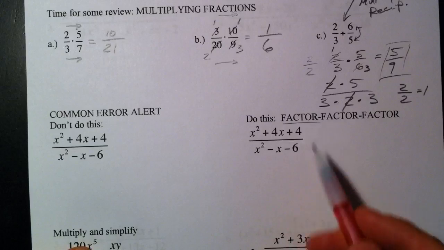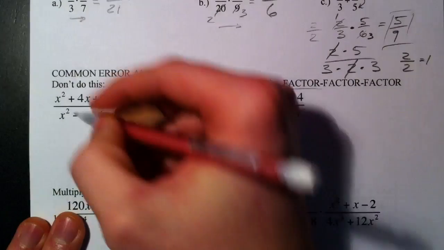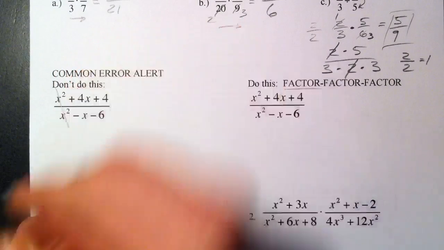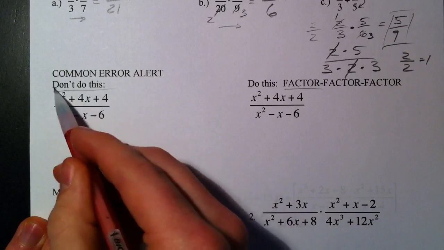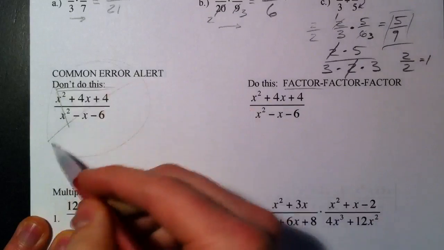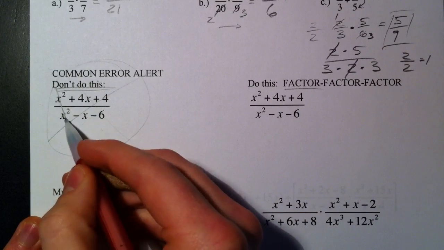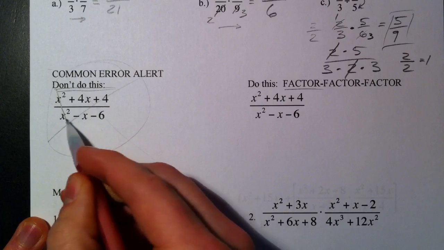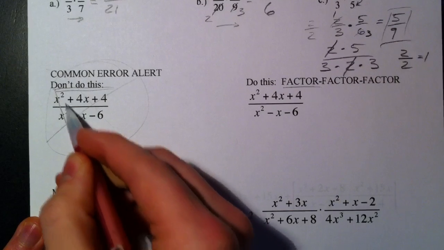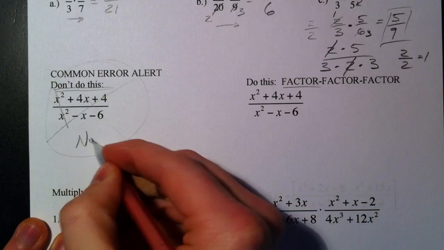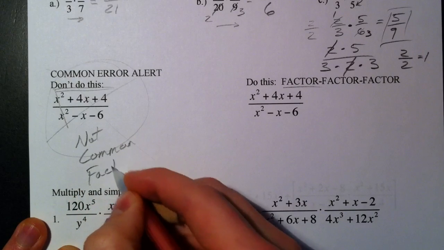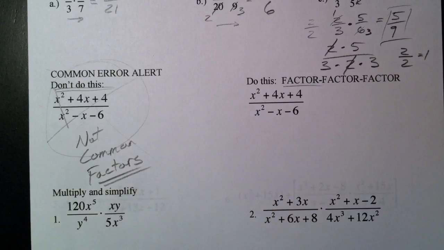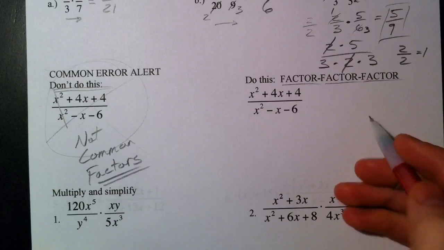Key thing about factors is that they're multiplied, but some things that we want to do are things like crossing out these x squared because there's an x squared on top and an x squared on the bottom. Don't do this. Not right at all. We don't want to cross out x squareds because they are added, or adding a negative down here on the bottom, and they are not common factors. We want everything to be multiplied, and so the rule of today would be factor, factor, factor.